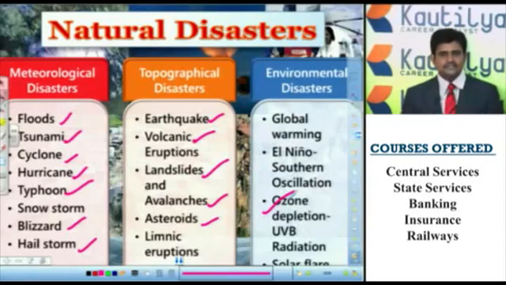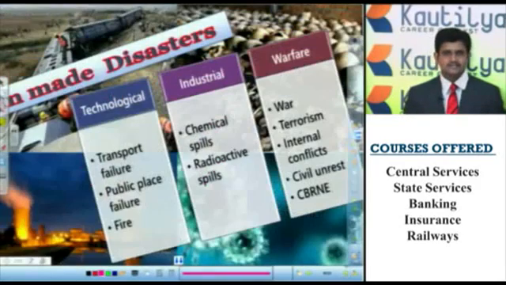Slow onset disasters can be categorized as drought and famines, whereas rapid onset disasters are floods and tsunamis. These are the categories of rapid onset disasters. Next, man-made disasters. Man-made disasters are categorized into technological, industrial, and warfare.